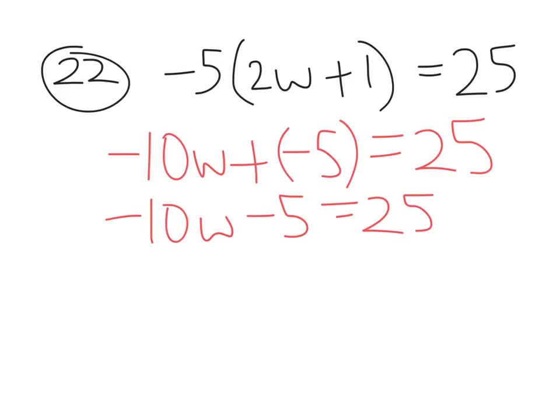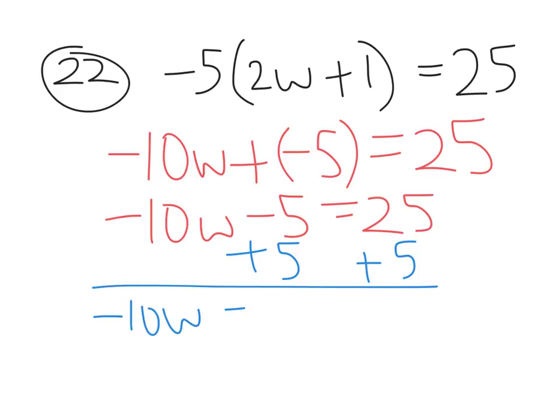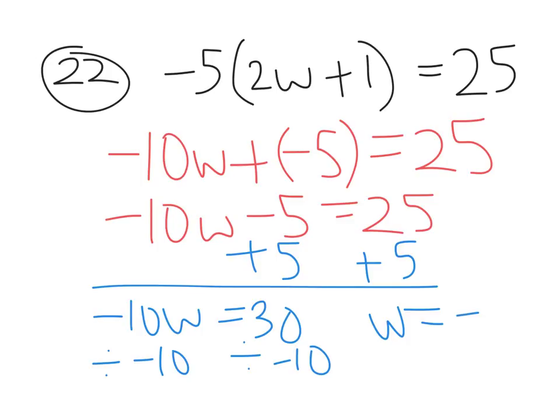Now I got a two-step equation. You have to add 5 to both sides. End up with negative 10w is equal to 30. Divide both sides by negative 10. And what I'm left with then is w is equal to negative 3.